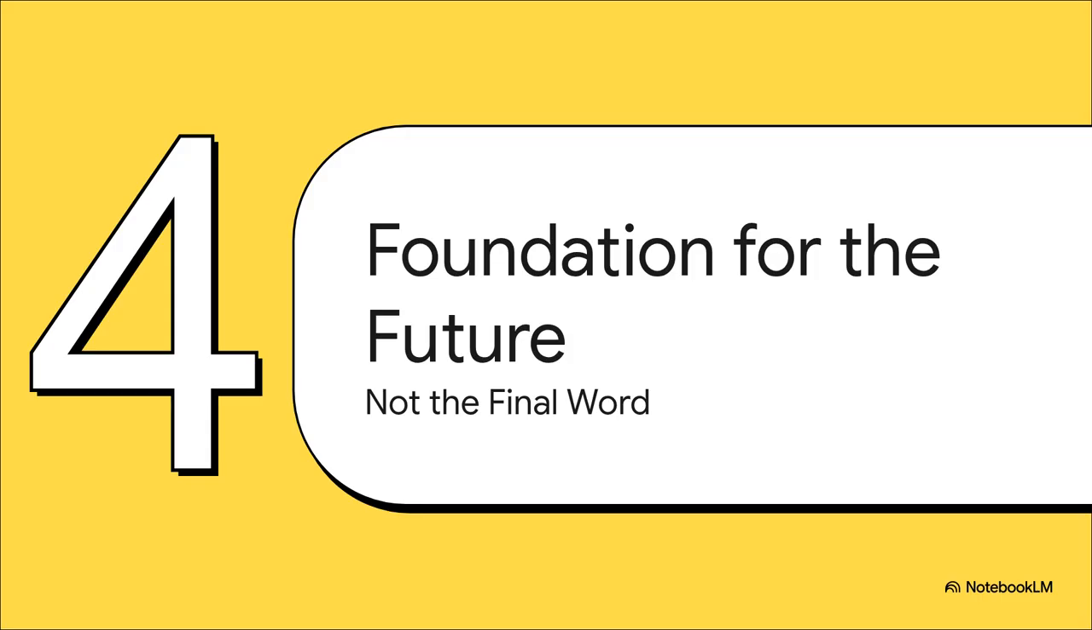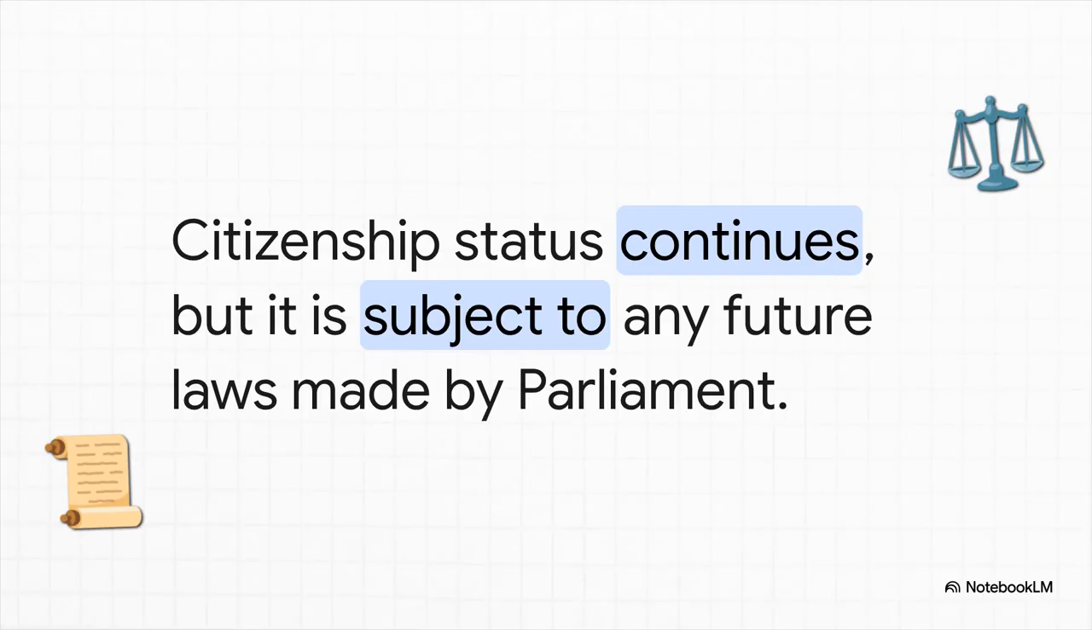But the framers were incredibly wise. They knew that these answers, which were created for a very specific, very turbulent moment in 1950, well, they knew they weren't the final word on the matter. They actually built in flexibility for the future. Article 10 basically said that anyone who is a citizen at the very beginning would stay one. But, and this is key, that status was always subject to any future laws that Parliament might make. They were essentially saying, look, these are the rules for now, but things might change, and we need to be ready for that.